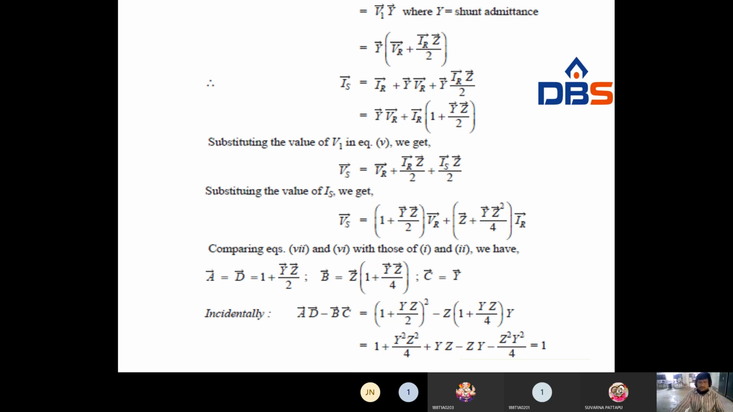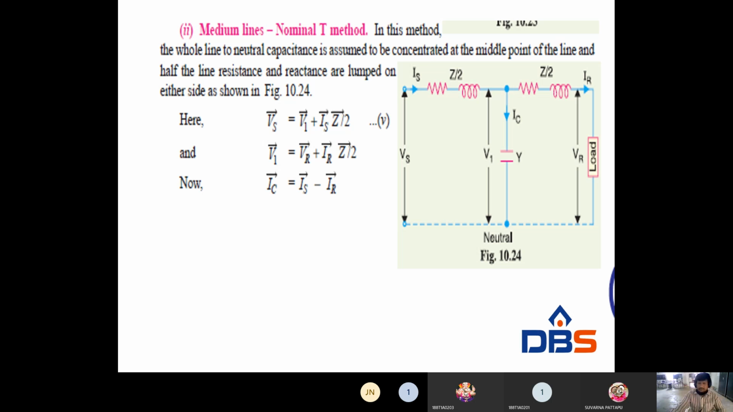Now substituting the V1 value in equation 5, this is equation 6, right? So this is equation 5.